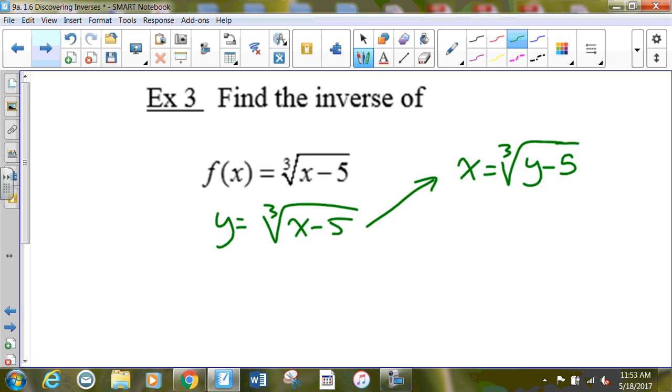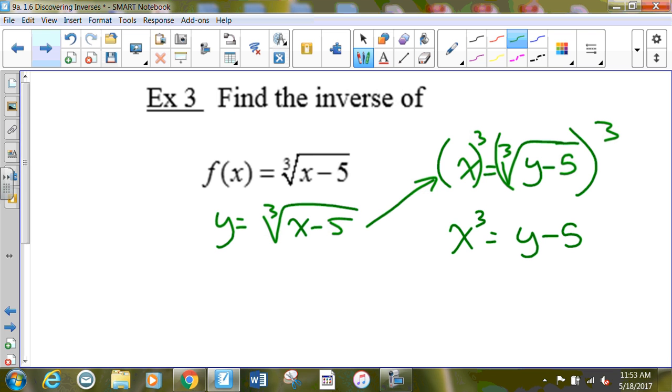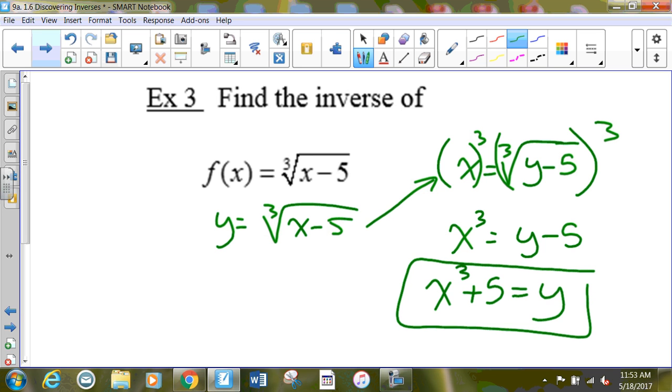And to isolate my y, I need to get it out of that cubed root. The only way to do that is to get rid of the cubed root by cubing both sides. So we'll have x cubed equals y minus 5. I'm almost there. I'm going to add 5 to both sides. And I get that my inverse is equal to x cubed plus 5.